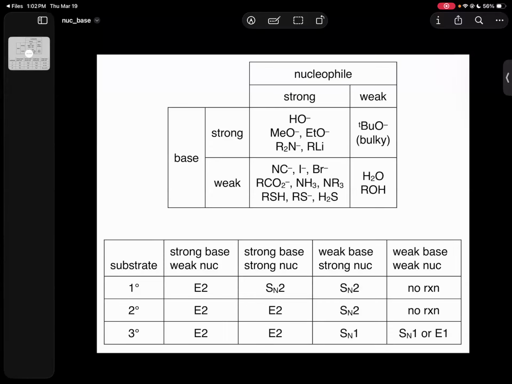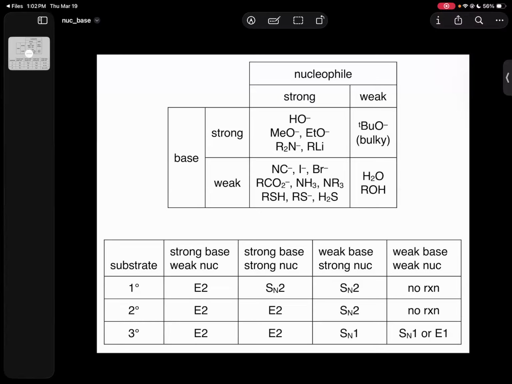Okay, so once you've determined what your nucleophile slash base is for the reaction, then you can look at the substitution level of the substrate. So do we have a primary alkyl halide, secondary, tertiary alkyl halide? And then you have your answer, basically, what type of reaction will happen.